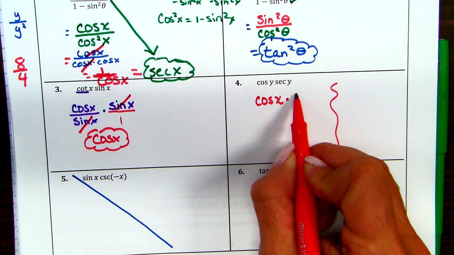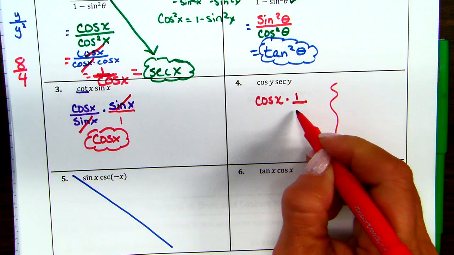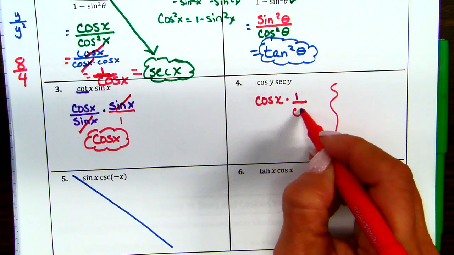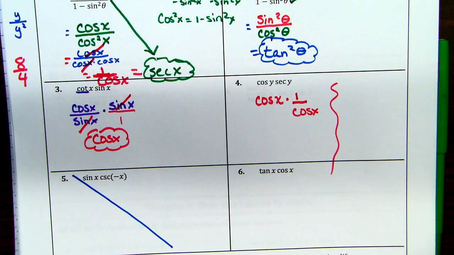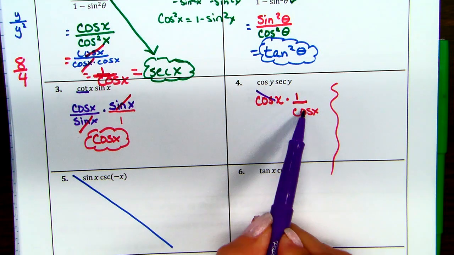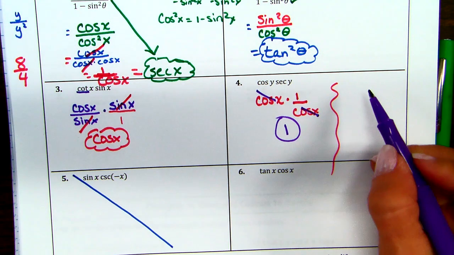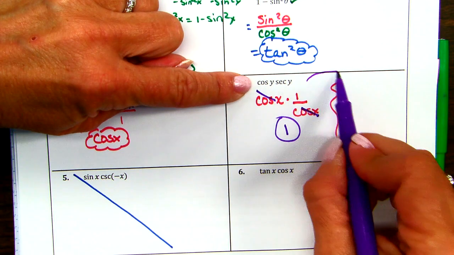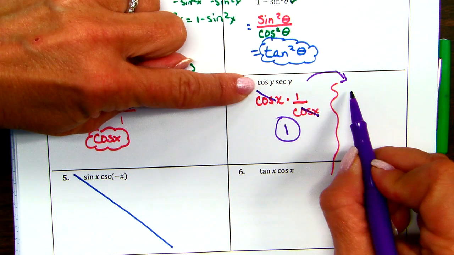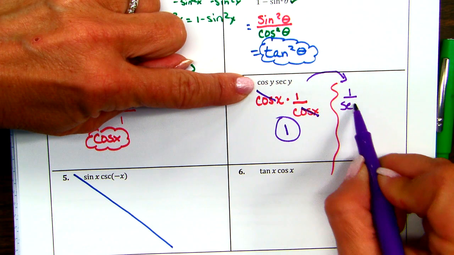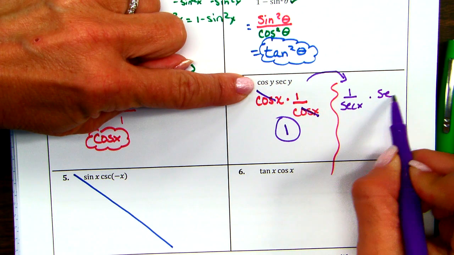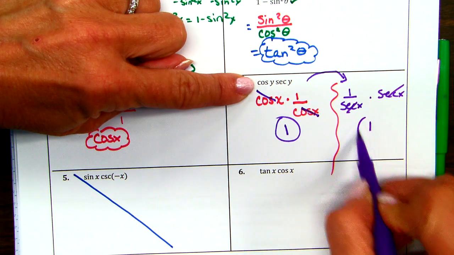Secant is 1 over what? Cosine. And don't those 2 cancel? Not with 1. But couldn't I have done it the other way around? Let me just show you. And that's totally fine. I could change cosine to 1 over secant. Still get the same answer.